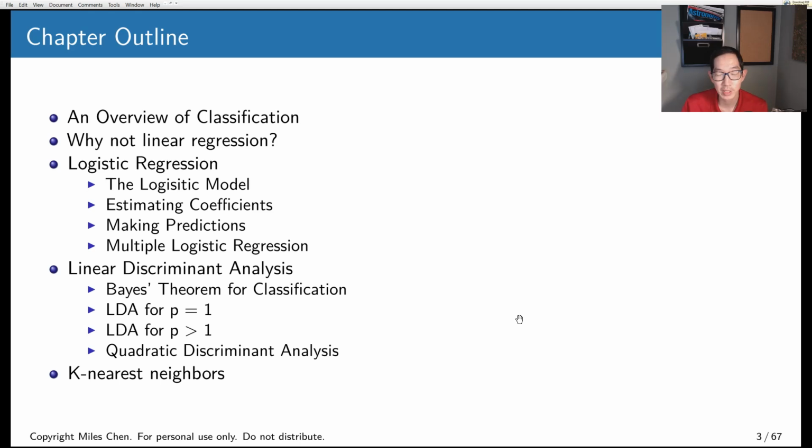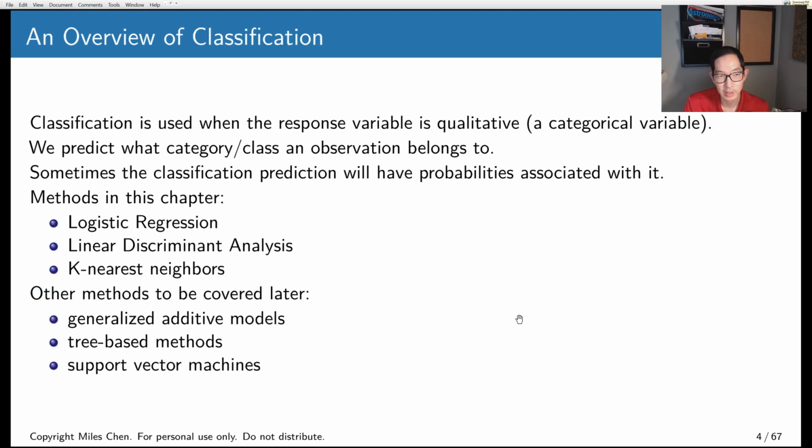We'll talk about what classification is, and first we'll look at logistic regression, and then we'll also look at linear discriminant analysis. So let's go ahead and take a look. Classification is a method that we use when the response variable is a categorical variable, or we might say a qualitative variable. What we're trying to do is predict what kind of category or class or group an observation belongs to.